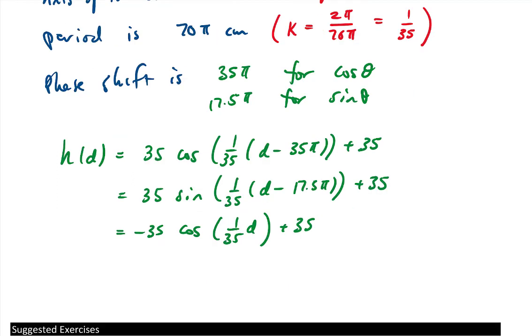In any case, if we choose h of 150, so how high is the nail once you travel 150 centimeters, we would end up with approximately 49.5 centimeters.